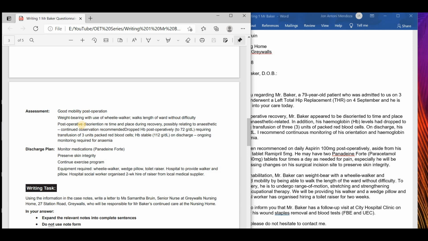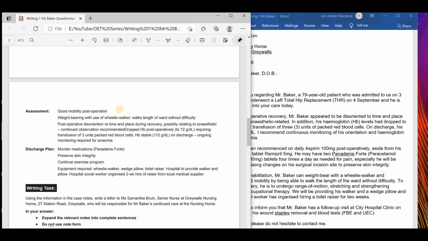On assessment, he's got good mobility post-operatively and he can weight bear with the use of a wheelie walker, and he's able to walk the length of the ward without any difficulties. They've also noted that he's got post-operative disorientation regarding time and place during recovery, and they're associating this with the anesthetic. And they're advising continued observation as well.